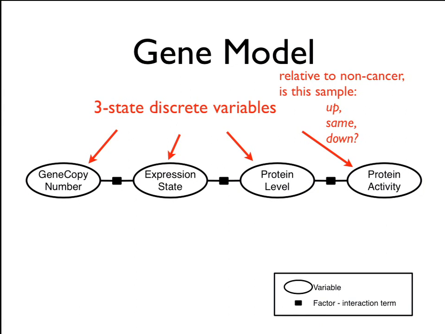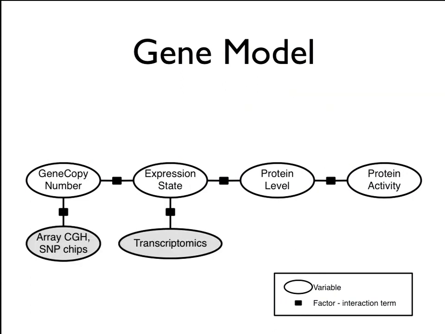And in between each of these different variables is something called a factor. In a Bayesian network, this would be a conditional probability table. It's a function that takes the two variables and gives you a number back, basically. And so with all these different types of data, we can now map them onto this central dogma. If we have array CGH or other sorts of copy number information, we can attach it to the gene copy number hidden node. And if we have transcriptomics, we can fit it over there.